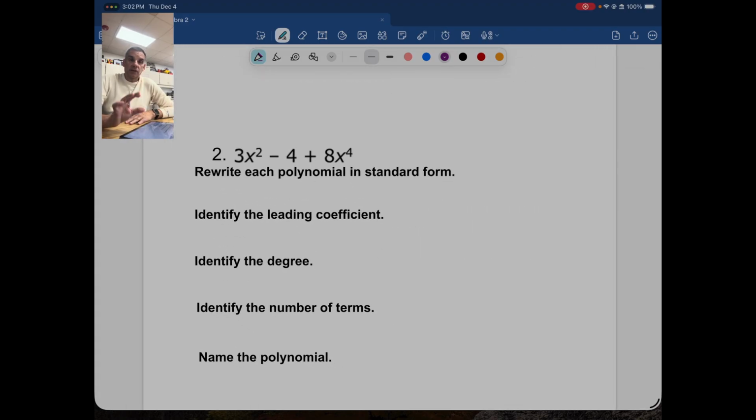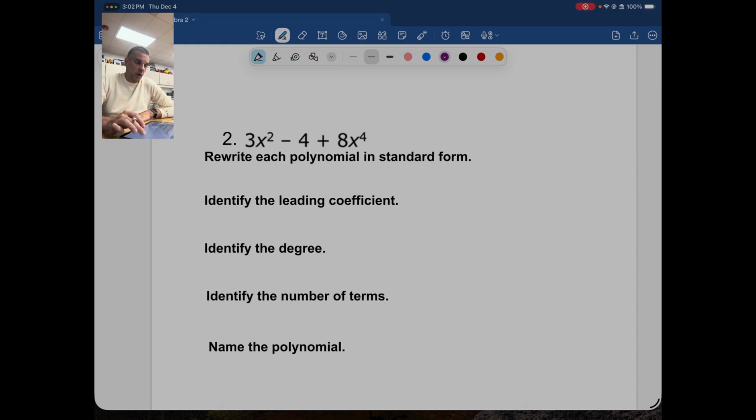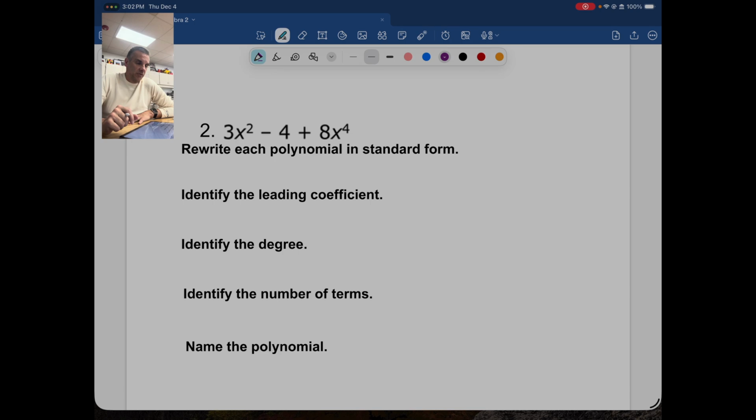Now if you want to do this one yourselves, you can press pause for a couple seconds, come back and we'll go over it. So 2 lines, no lines, 4 lines. So 4 lines comes first: 8x to the 4th. 2 lines is next, so plus 3x squared. No lines is next, minus 4.